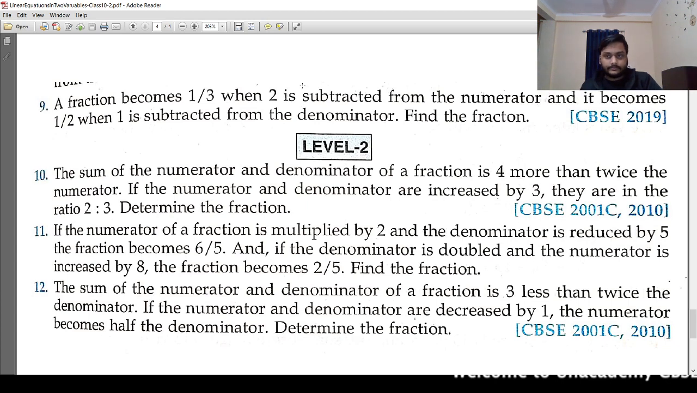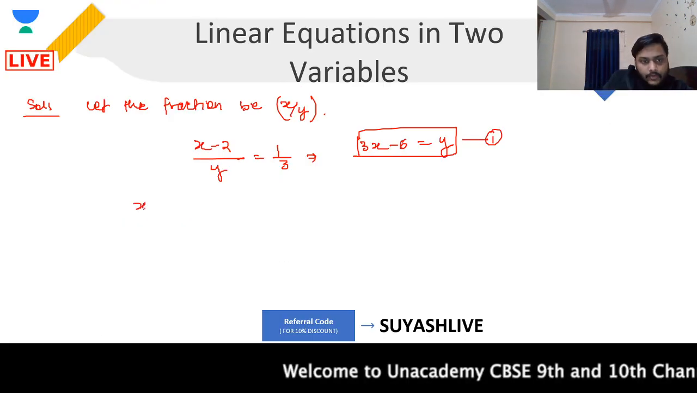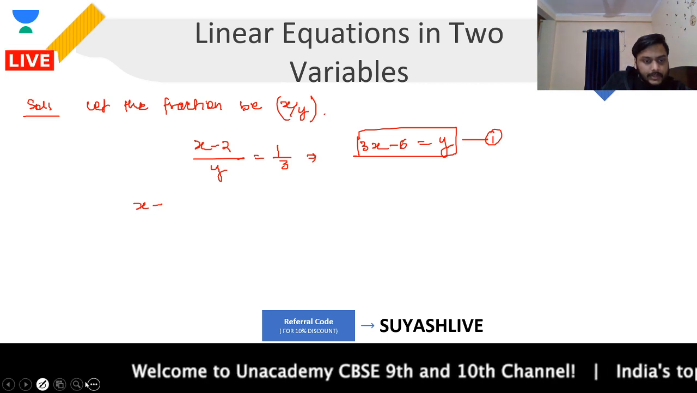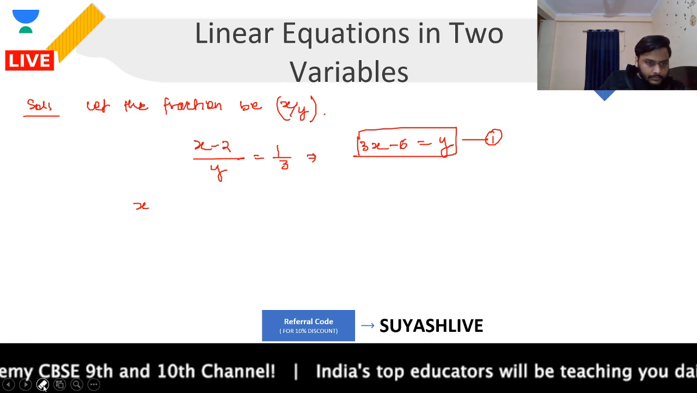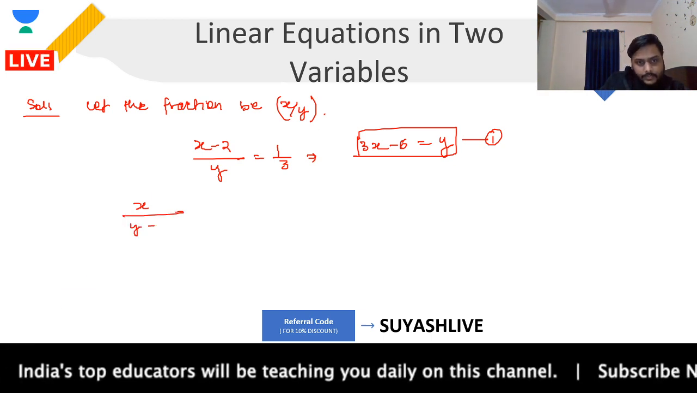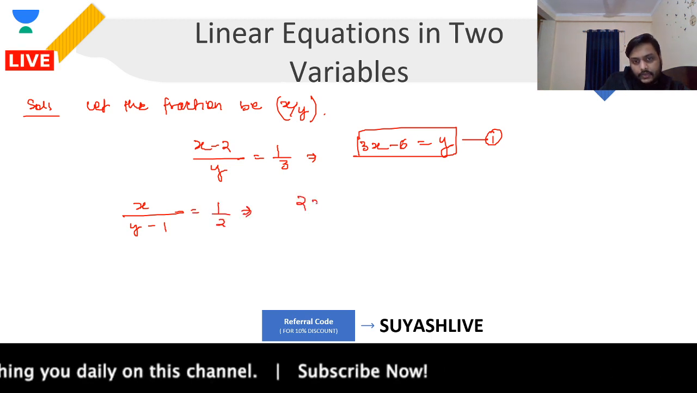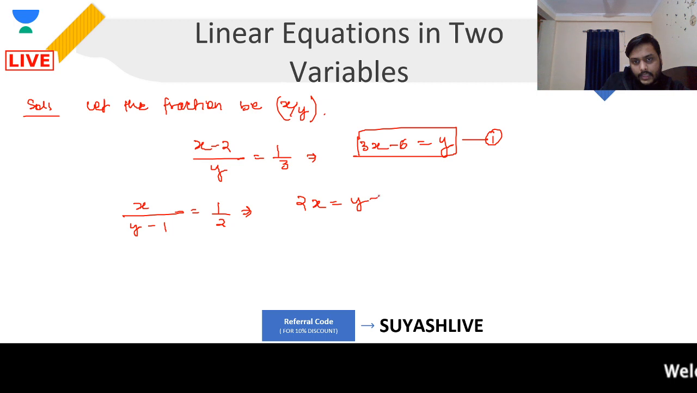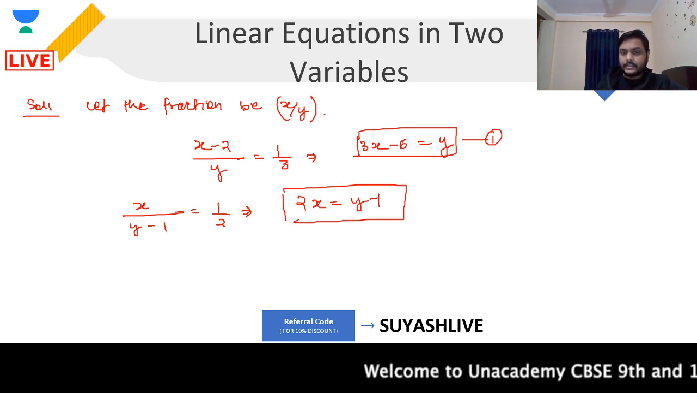So let's do that. Now I'm subtracting 1 from the denominator, so this will remain as it is. And you will be having x upon y minus 1, and that will become 1 upon 2. Again, if you multiply it, you will be getting 2x is equal to y minus 1. And now, guys, you can simply solve both of these equations simultaneously.